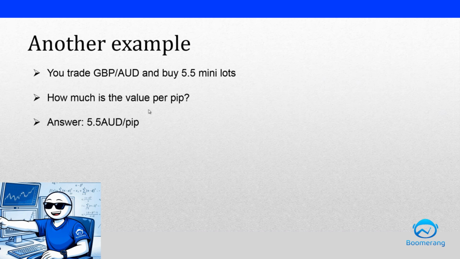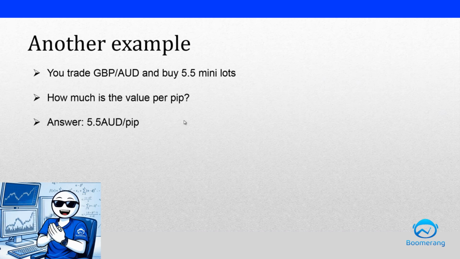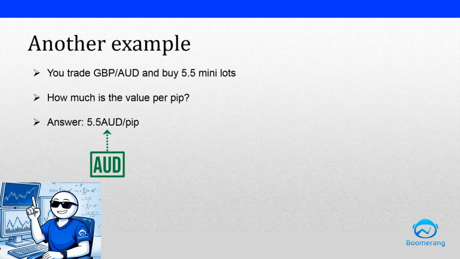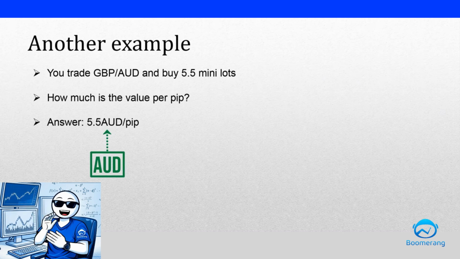That's the answer. All this would be useful to you if, let's say right now, your account currency is in Australian dollar. And yeah, 5.5 Aussie dollars per pip would make sense. But of course, as you know, there is no guarantee that the quote currency will be the same currency as your account funding. Maybe you could fund it in US dollar. You could fund it in Singapore dollars. It could be different.